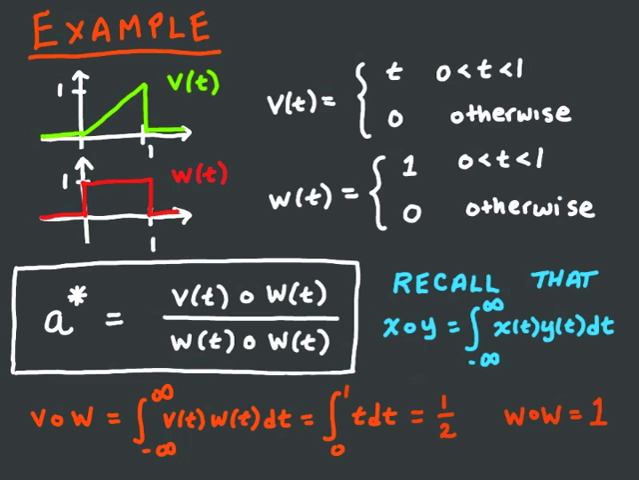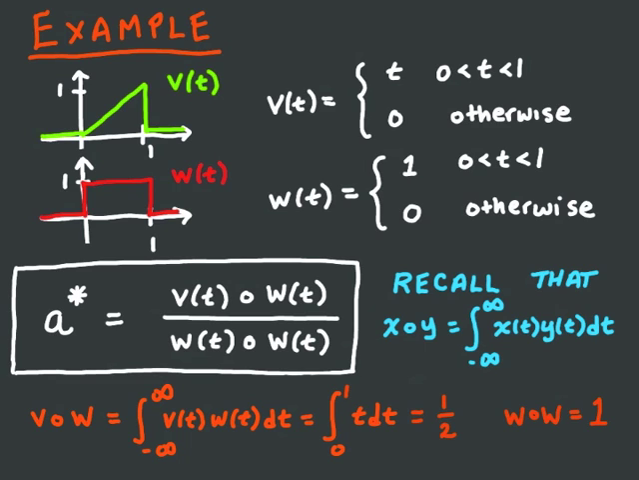So let's do the example that we started the lecture off with. We have V of t, which is this sawtooth, and we want to approximate it by a pulse. Mathematically, we say V of t is equal to t if t is between 0 and 1, and it's 0 otherwise. And W of t is equal to 1 if t is between 0 and 1, and it's 0 otherwise. So we had a way of computing the best value of A, such that we multiply that A by W, it best approximates V of t in an energy sense.